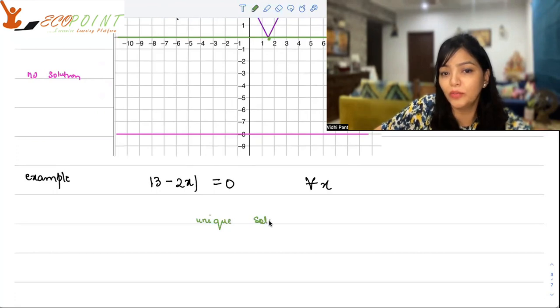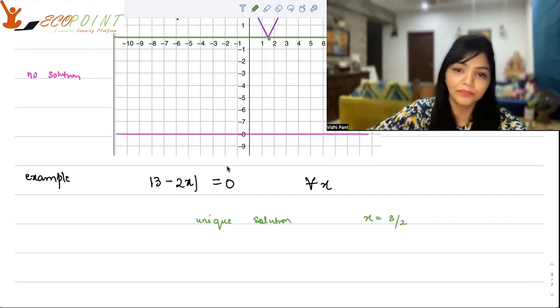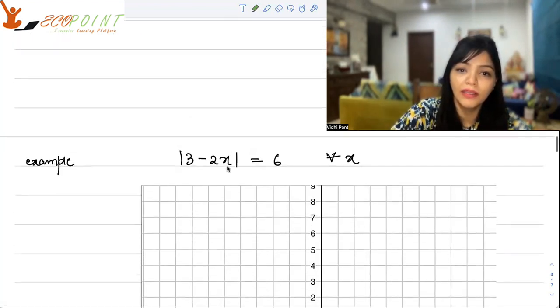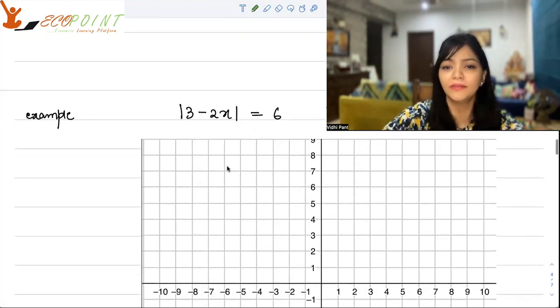And that's going to be x equals 3 by 2 or 1.5. That's the vertex tip here. Okay. And in case mod 3 minus 2x is equal to 6, what's going to happen then?